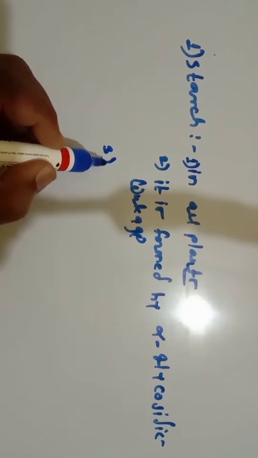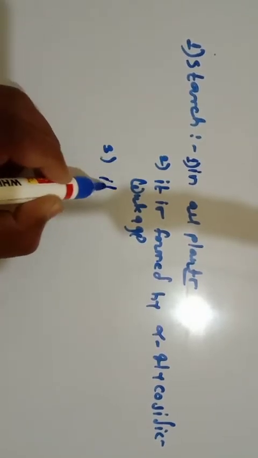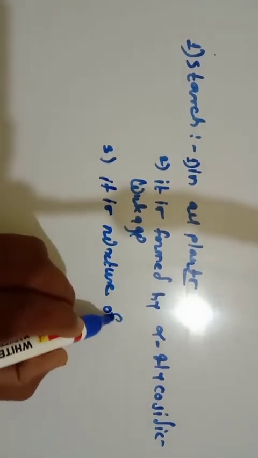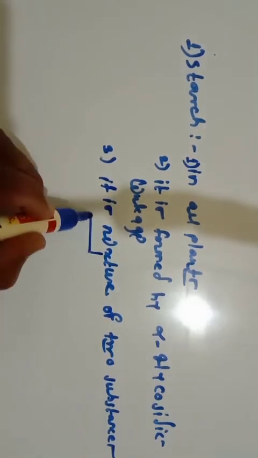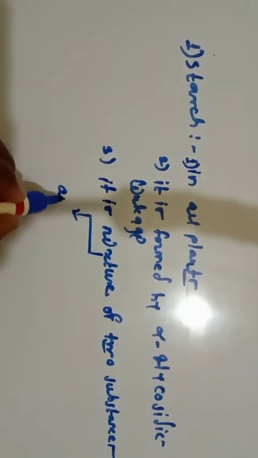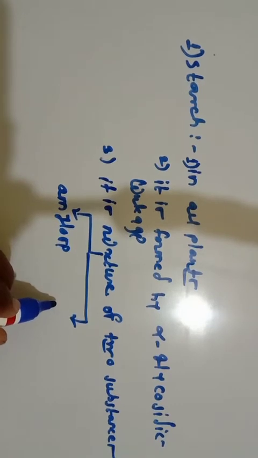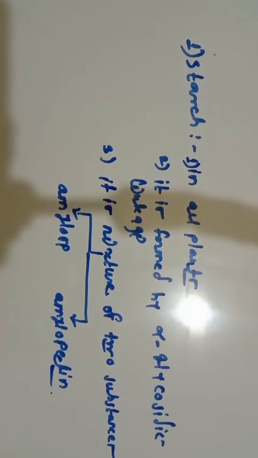And if you consider, starch is a mixture of two substances. Mainly, it is a mixture of two substances, that is first amylose, and second amylopectin. So this starch is found in all plants. It is formed by alpha glycosidic linkage. It is a mixture of two substances, amylose and amylopectin.